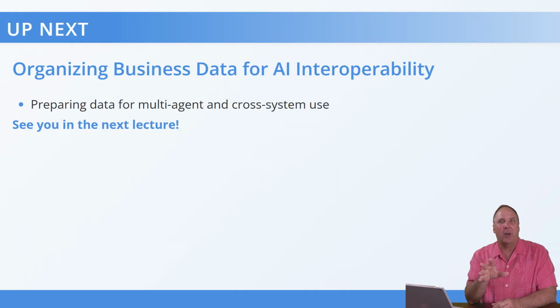Next up, organizing your business data for AI interoperability, because even the best model strategy falls apart if the data that's feeding your agents is siloed and inconsistent.